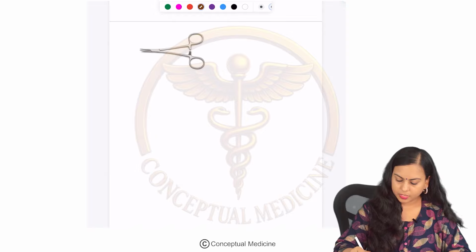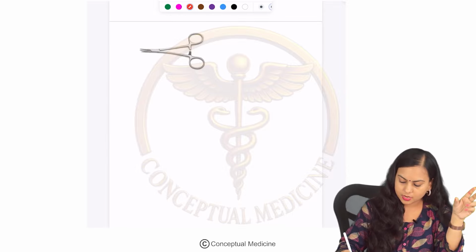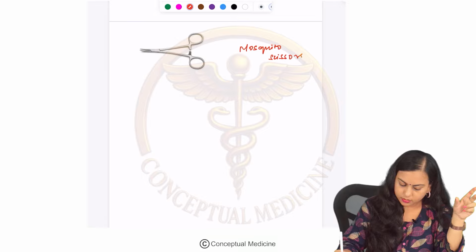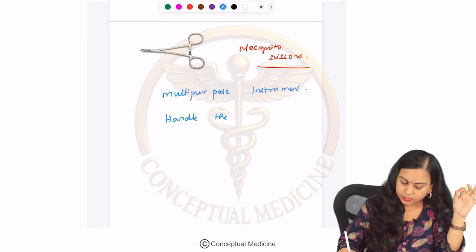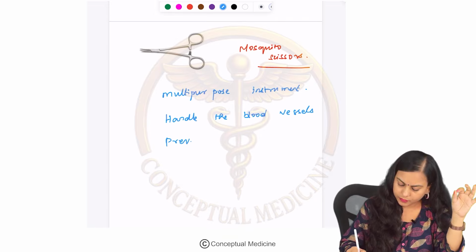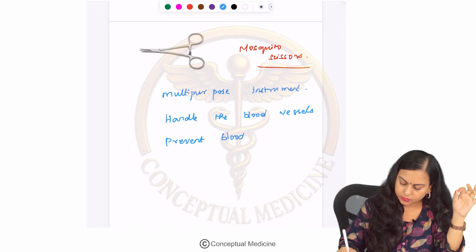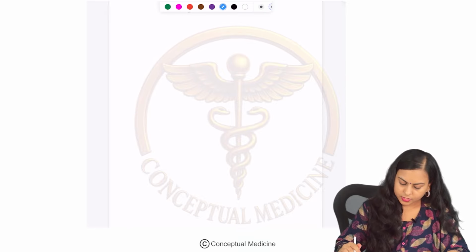And this one. This small instrument is actually scissors, right? So, this is a mosquito scissors. These are multi-purpose instruments. This will handle the blood vessels and prevent blood loss. Okay, yes. Next one, yes.